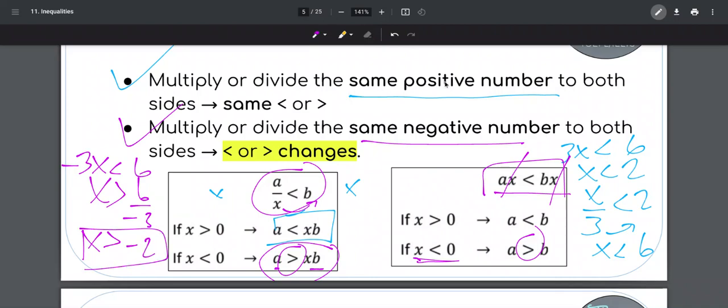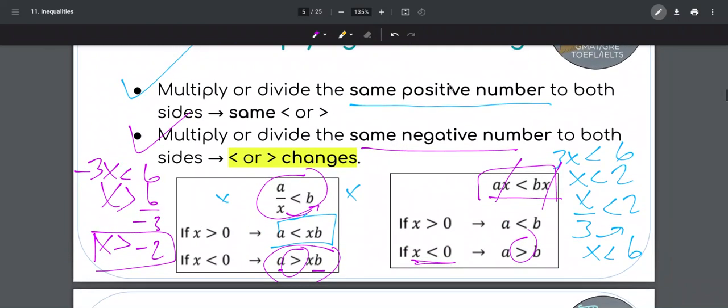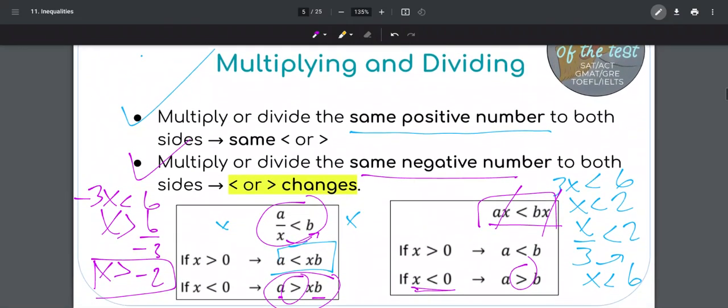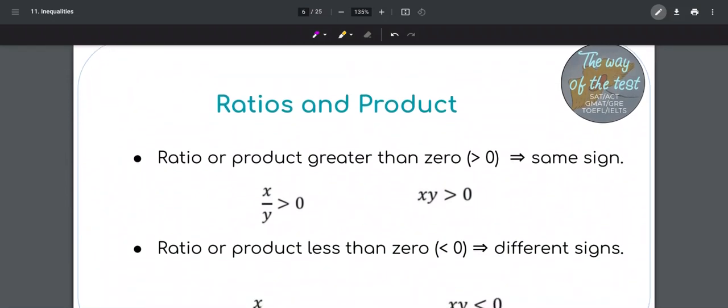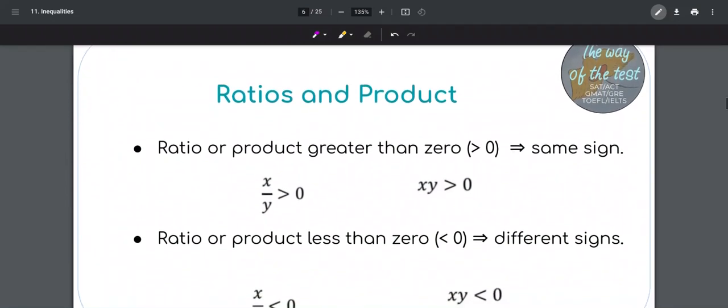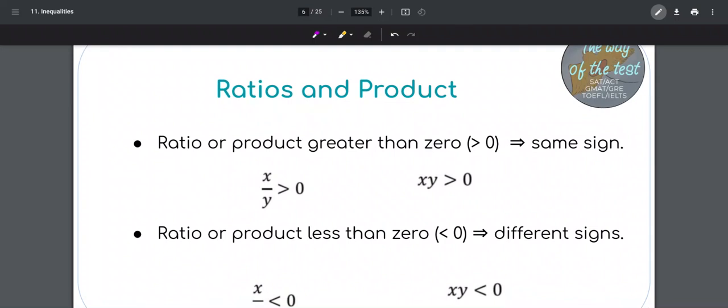Okay? Pause the video right now, copy everything you see here, and we are going to move on. Okay, what about ratios and products with inequalities? So this is just a little extra information that you need to solve certain questions, or it's going to be easier for you to solve certain questions.